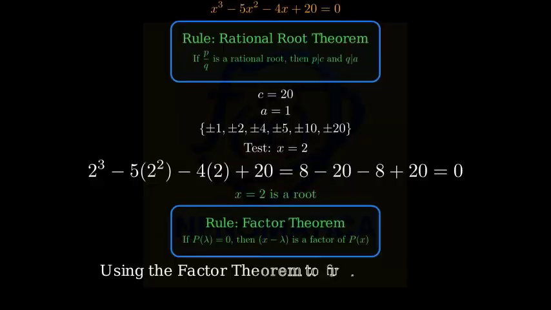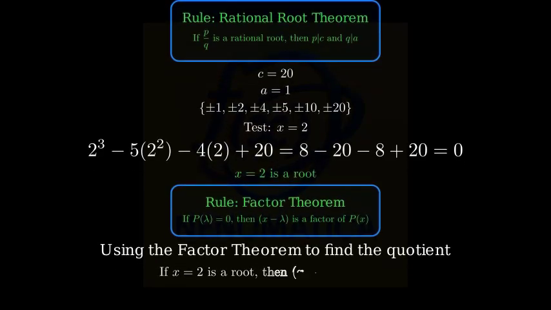We can use synthetic division or the result from the factor theorem formula to find the quotient when we divide our original polynomial by x minus 2. According to the factor theorem, if x equals lambda is a root of the polynomial p of x, then x minus lambda is a factor of p of x.